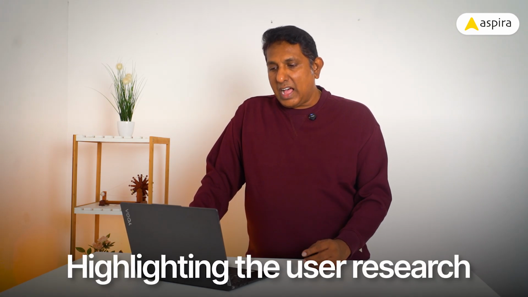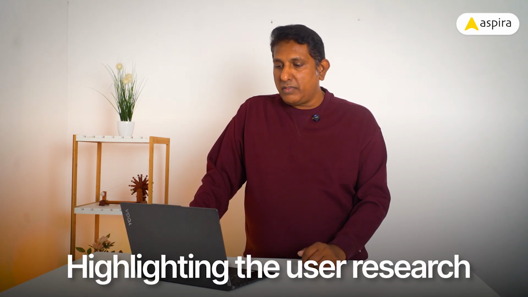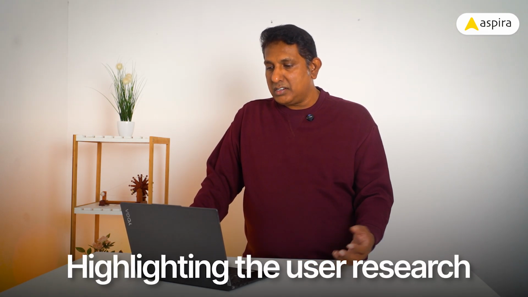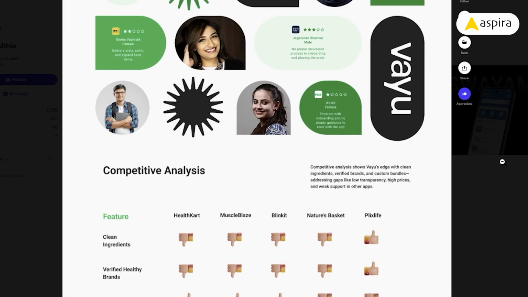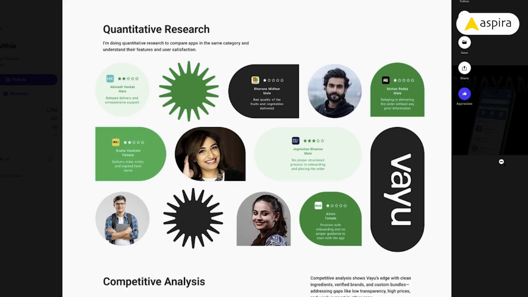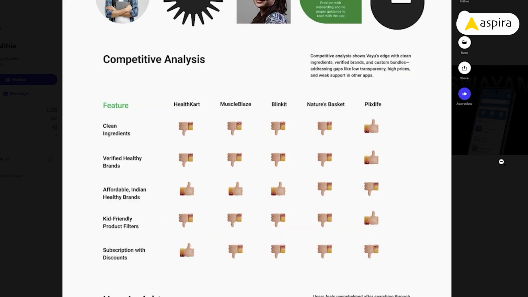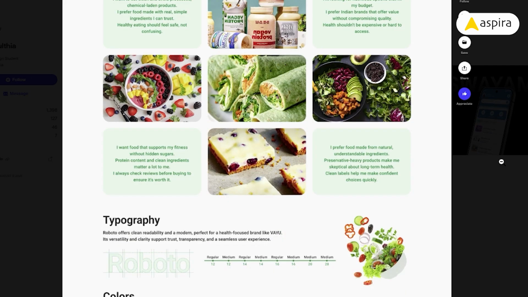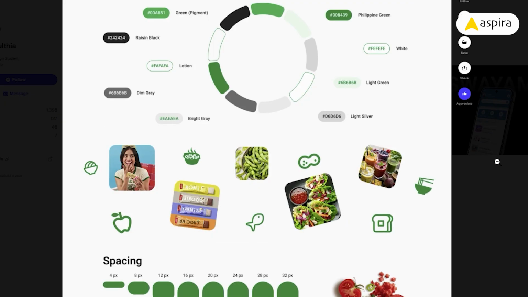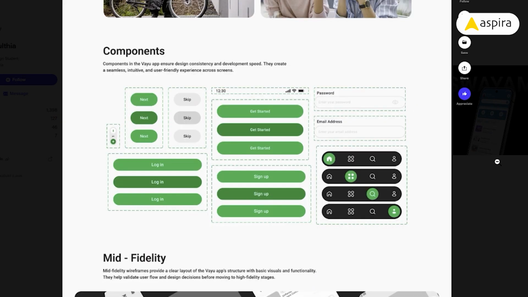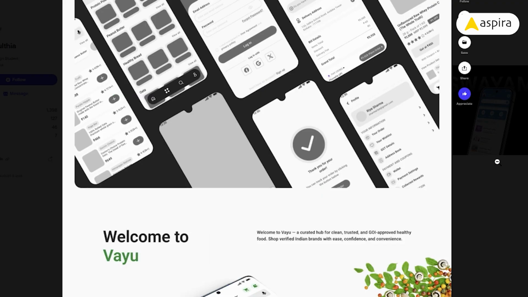Then the next one is highlighting the user research. While her design process is very clear, she could strengthen her portfolio by adding user research visuals, such as personas, empathy maps, or usability test results. This would make the projects more comprehensive from the UX standpoint. But it's not for all the projects, only for the one project where she missed it. In that project, she should add this.